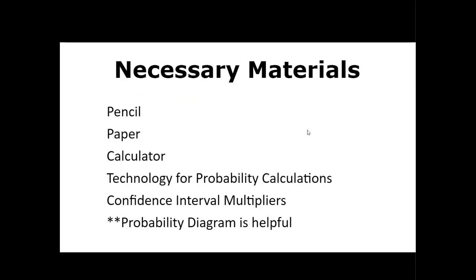All right, so let's try doing this from scratch. You're going to need the same necessary materials that we used in the last lecture. That means pencil or pen, paper, a calculator, and technology for the probability calculations. It will help if you have the confidence interval multipliers, and a probability diagram will probably be useful at this point.